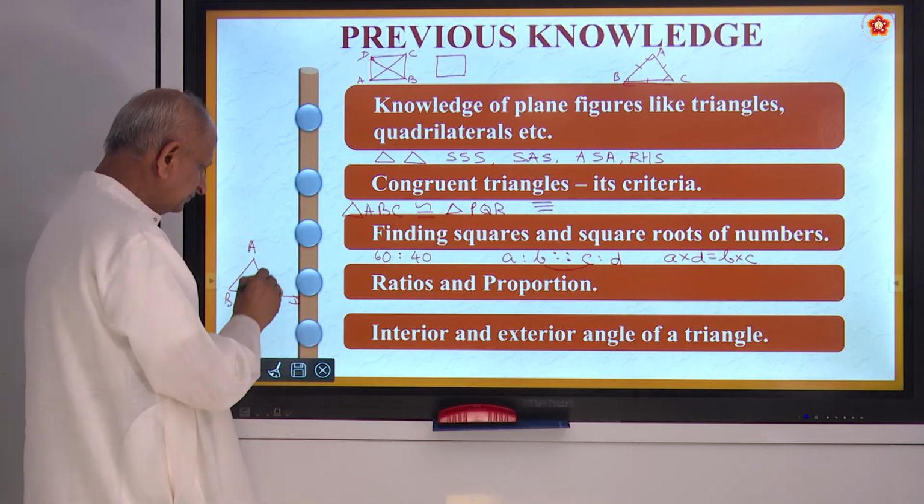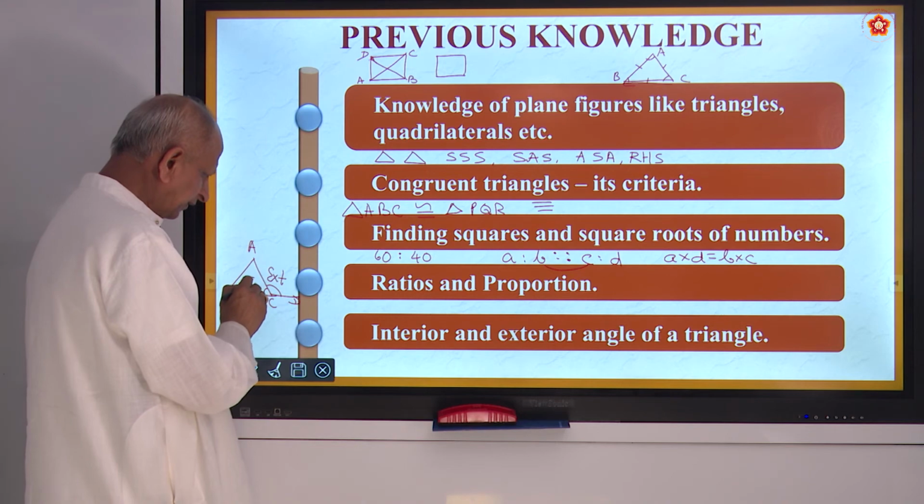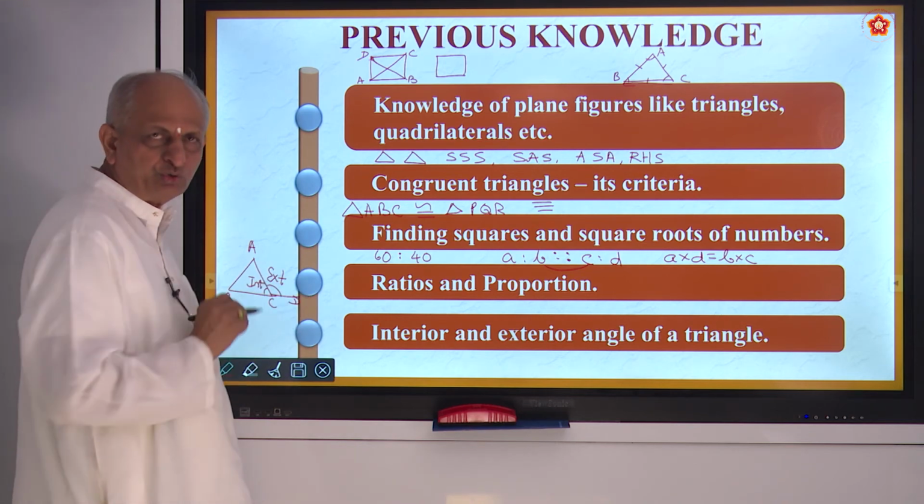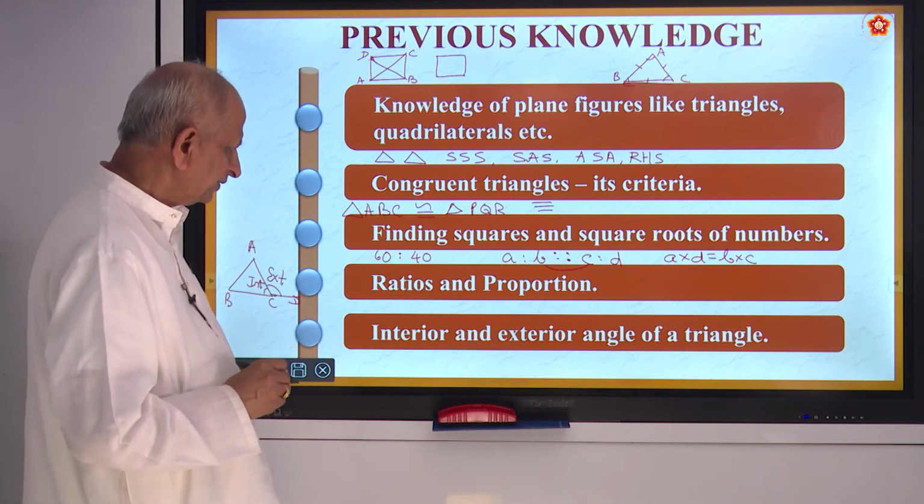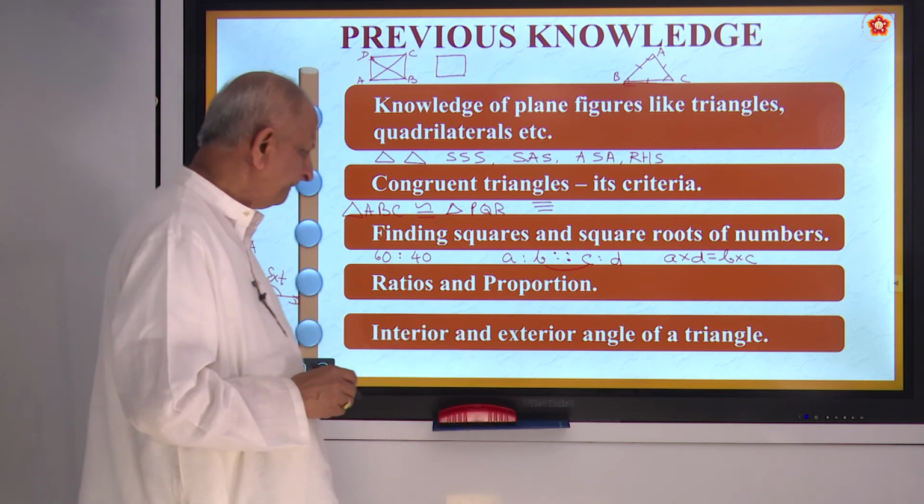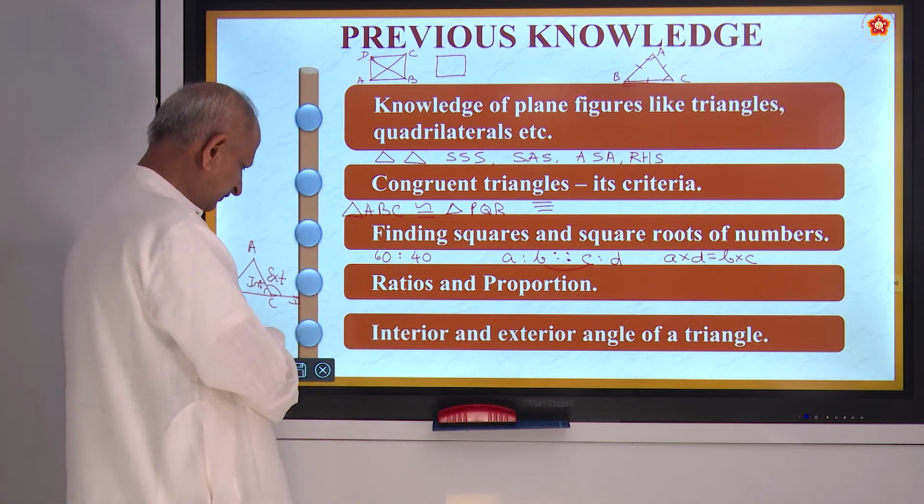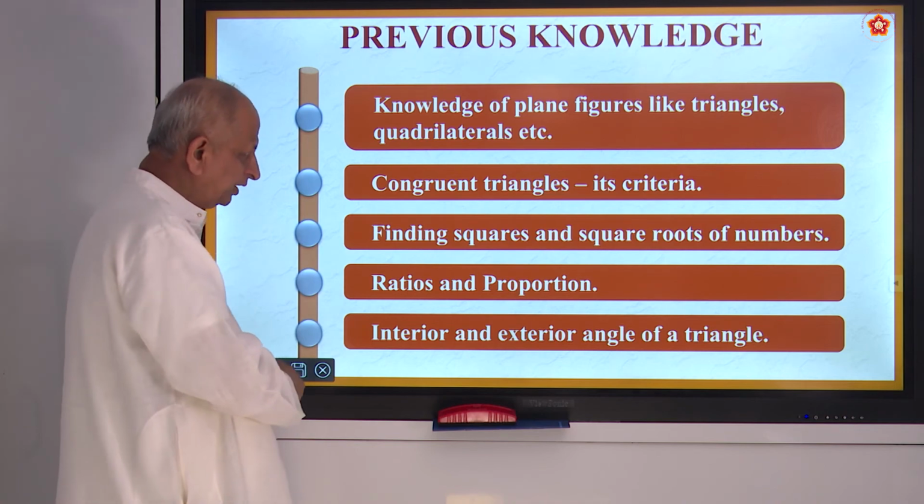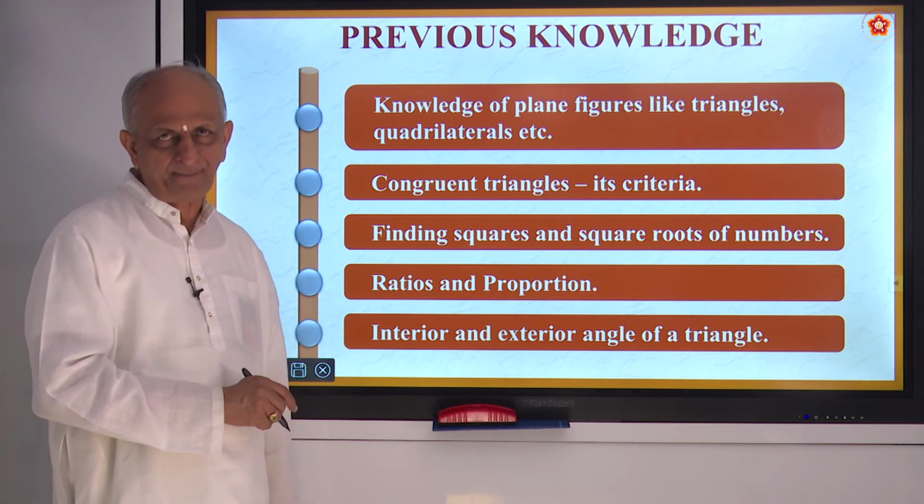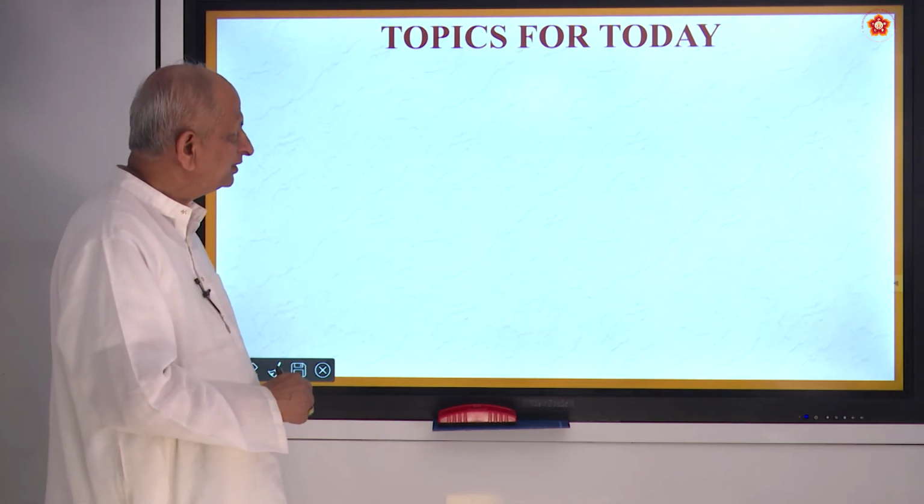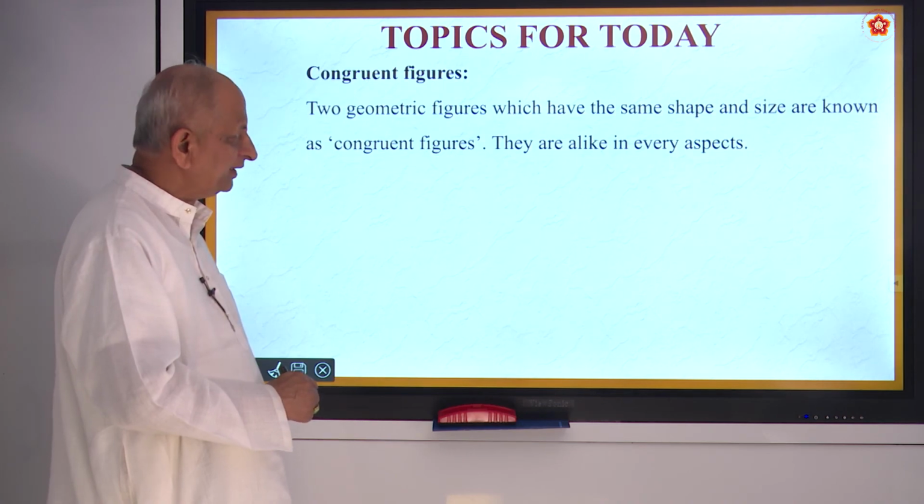ACD is exterior, ACB is interior. The sum of these two is 180 degrees. That also you have studied in the previous classes. Now we will come to the very interesting topic called similar triangles.